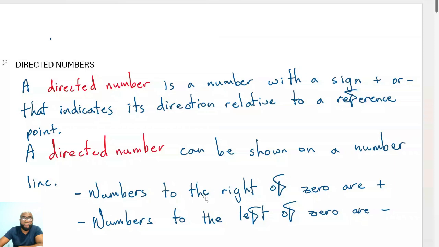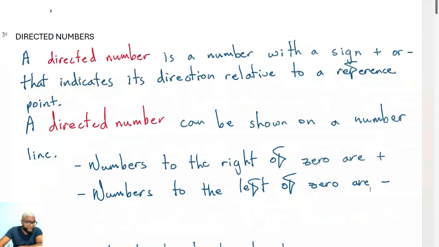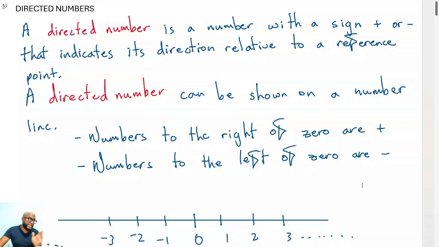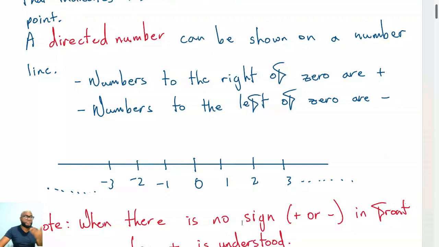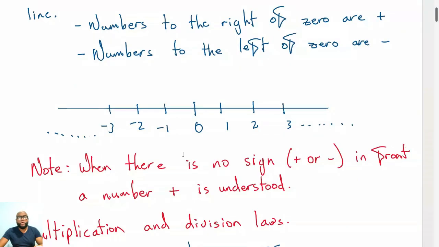Numbers to the right of 0 are positive, right? Everybody's supposed to know what the right is. Your right is where your right hand is. Numbers moving to the right are positive. Numbers moving to the left are negative. Shown here in a number line: zero is in the middle, positive numbers to the right, negative numbers to the left. Note, when there is no sign, plus or minus, in front of a number, positive is understood.